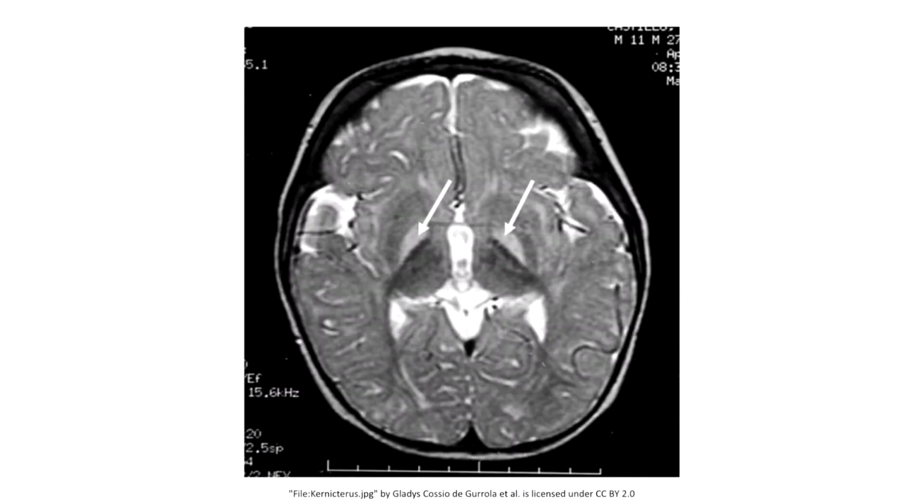Here is an MRI of a patient who has kernicterus. Take a look at the white arrows. They're pointing to hyperintense lesions in the basal ganglia bilaterally, which are areas where bilirubin has deposited and caused kernicterus.